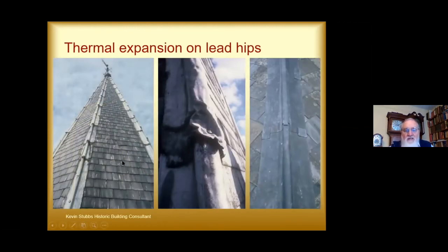Sometimes it's quite a problem, the thermal movement of lead, particularly when you've got things like spires where the slope is very steep. Lead should only be fixed for the top third and left to be able to move thermally and contract.